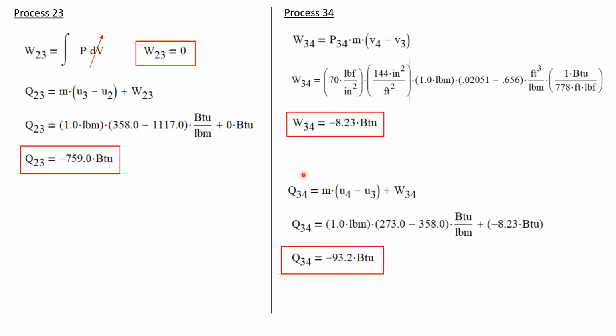Knowing that, we can use our energy balance to calculate the heat transfer. It's just the change in internal energy plus the work. And again, the change in internal energy is the mass times the change in specific internal energy, plus the work term, which was minus 8.23 BTUs. So I calculate that the heat transfer during process 3-4 is minus 93.2 BTUs.